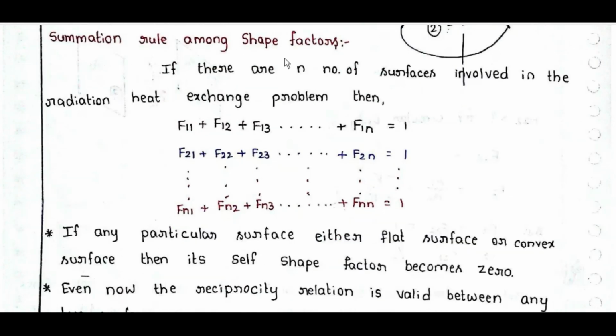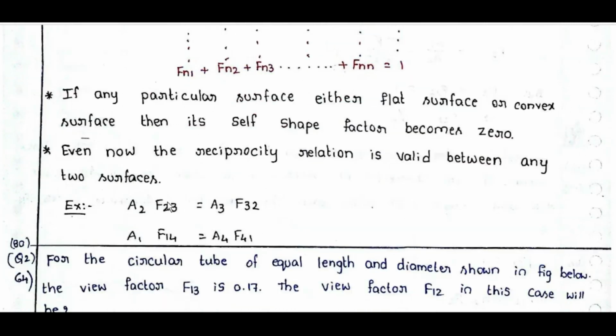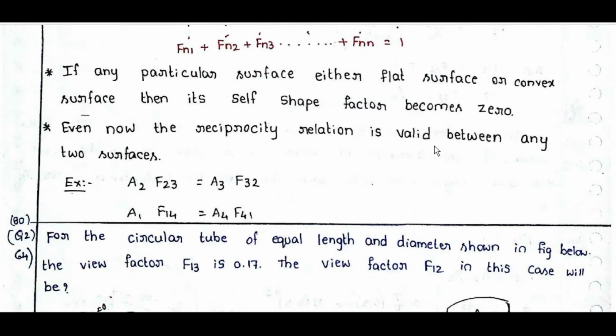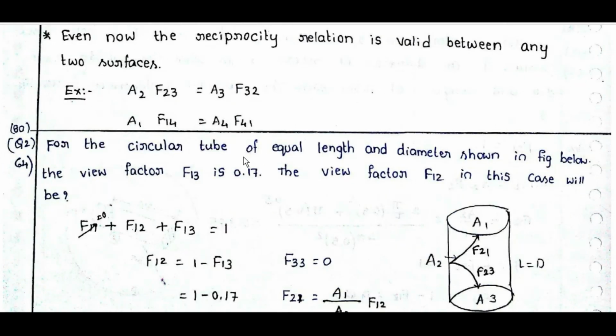Summation rule among shape factors. If there are n number of surfaces involved in the radiation heat exchange problem, then F11 plus F12 plus F13 and so on up to F1n is equal to 1. Similarly for 2 and so on up to n. If any particular surface is either a flat surface or a convex surface, then its self shape factor becomes 0. The reciprocity relation is valid between any two surfaces: A2 F23 is equal to A3 F32, A1 F14 is equal to A4 F41.